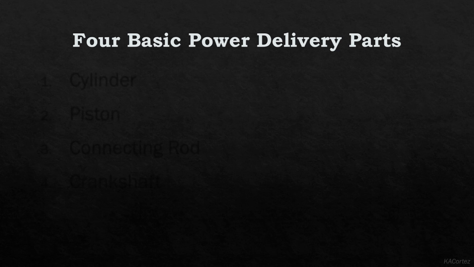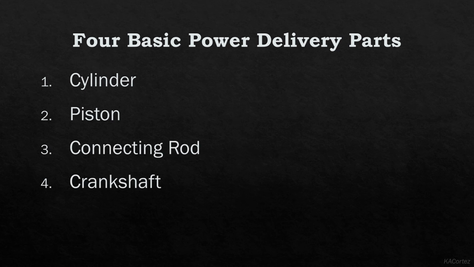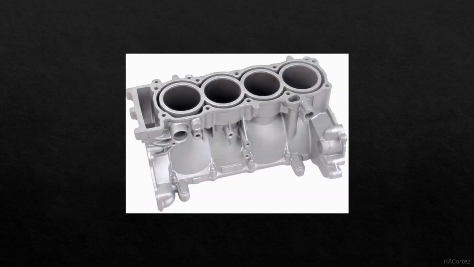Here are the 4 basic power delivery parts: the cylinder, the piston, the connecting rod, and the crankshaft. Cylinders are also known as the power unit of the engine. It is a chamber where the avgas is burned and turned into power. An engine with more cylinders produces more power, while an engine with fewer cylinders gets better fuel economy.